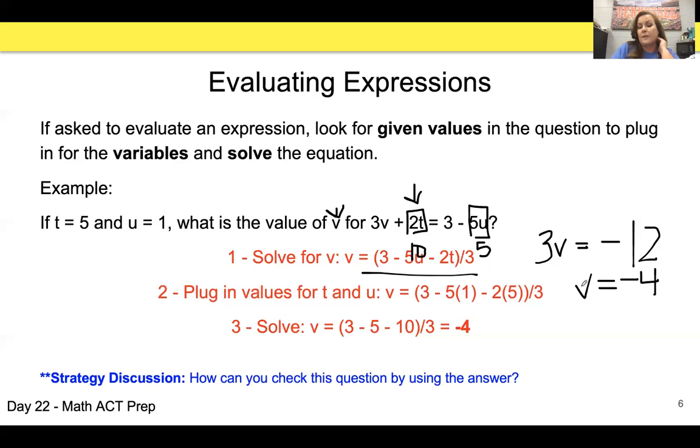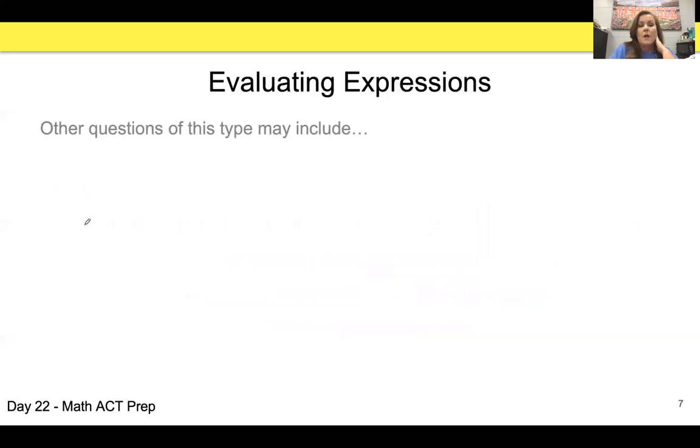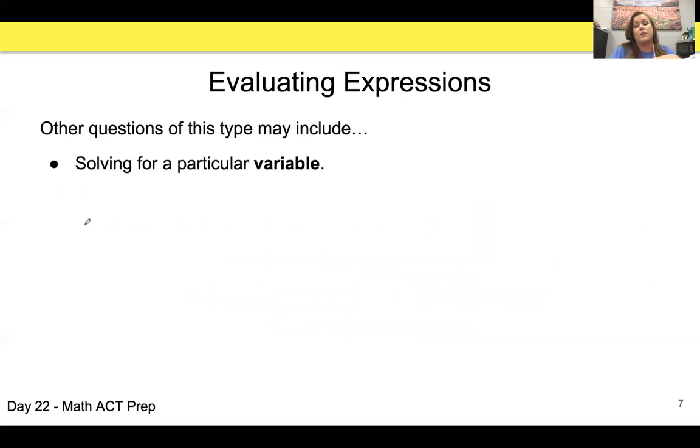How can you check this question? Well, I can take this answer, plug it back in here with the other two, and see if it's equal. You might have questions that include solving for a particular variable. And this is one that students, I find, really struggle with. And it's perplexed me as to why students struggle with this.